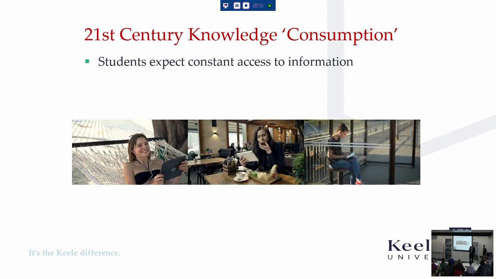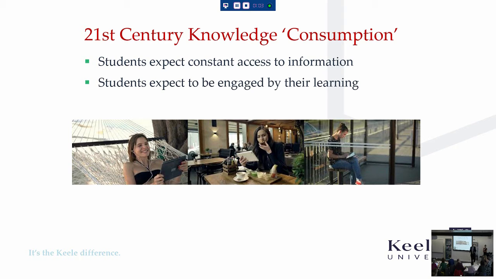One of the things that we really noticed is that the way that people consume knowledge now is completely different. Anybody who's got kids will tell you that kids don't pick up books and go through reference materials. They're just going to look at screens. Students want constant engagement with information wherever and whenever they want to consume it. They want to be engaged by it as well, so it's got to be interesting.